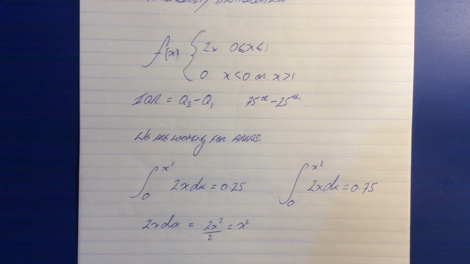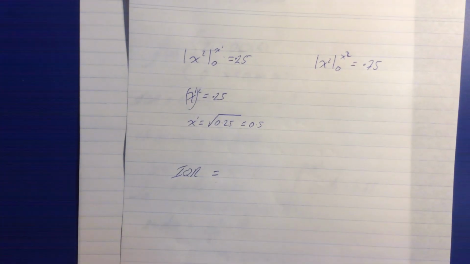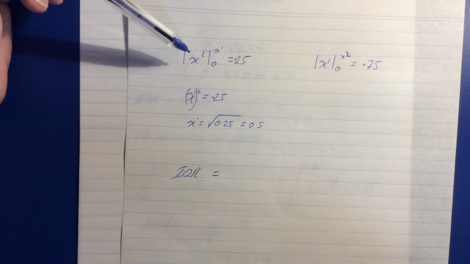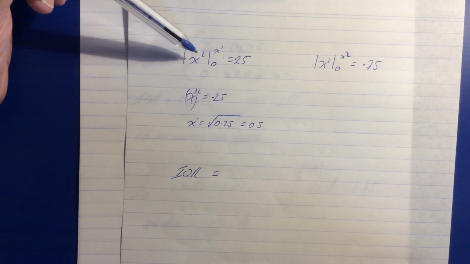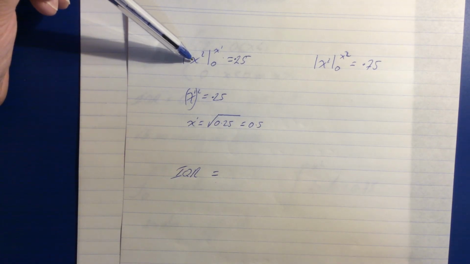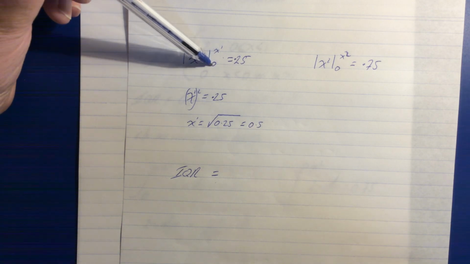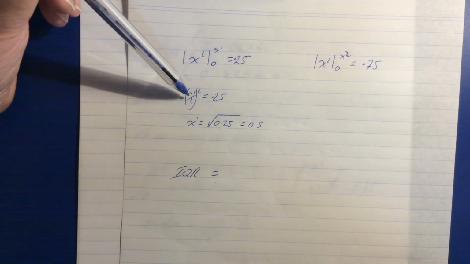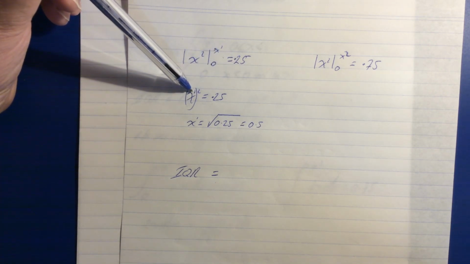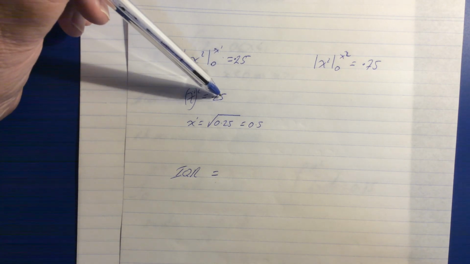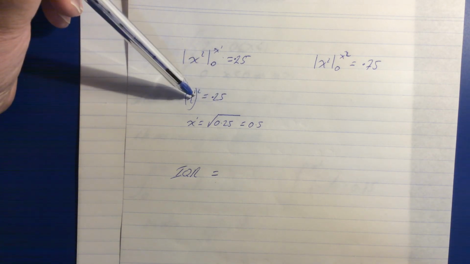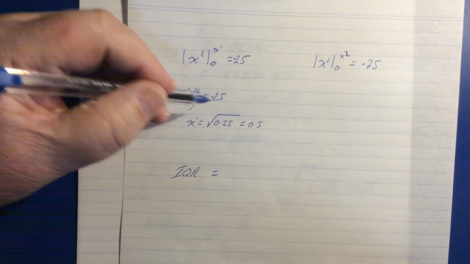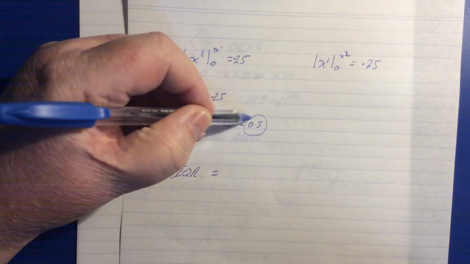Now, I've done one of them here, just so that you can see how this all works. We're looking for area, so we're after absolute values. Area has magnitude. And so what we want is the modulus of x squared between 0 and a certain number to equal 0.25, which means that x1 squared must equal 0.25. So if we take the square root of each side, x1 should equal the square root of 0.25, the positive square root, and that is 0.5.